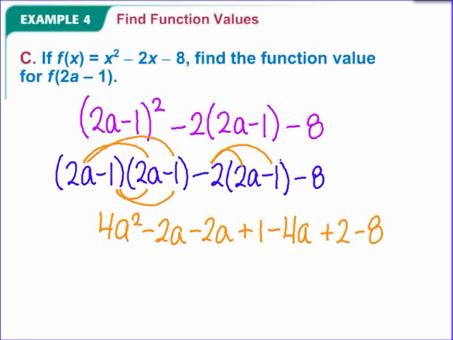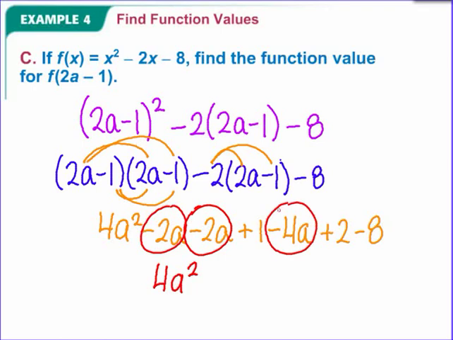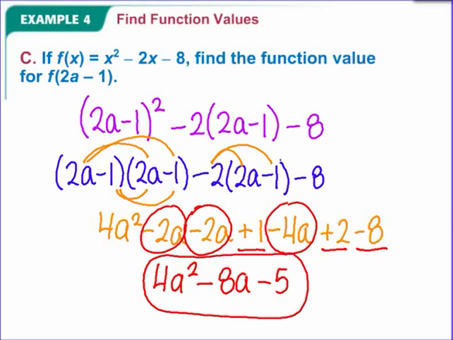Our final step here will be to go ahead and add like terms together. So my answer will be 4a squared. So that's all by itself. I've got a negative 2a, negative 2a, negative 4a, which is negative 8a. 1, 2, negative 8, negative 5, and there you go. So that is your answer. So, questions? Think you can handle that?